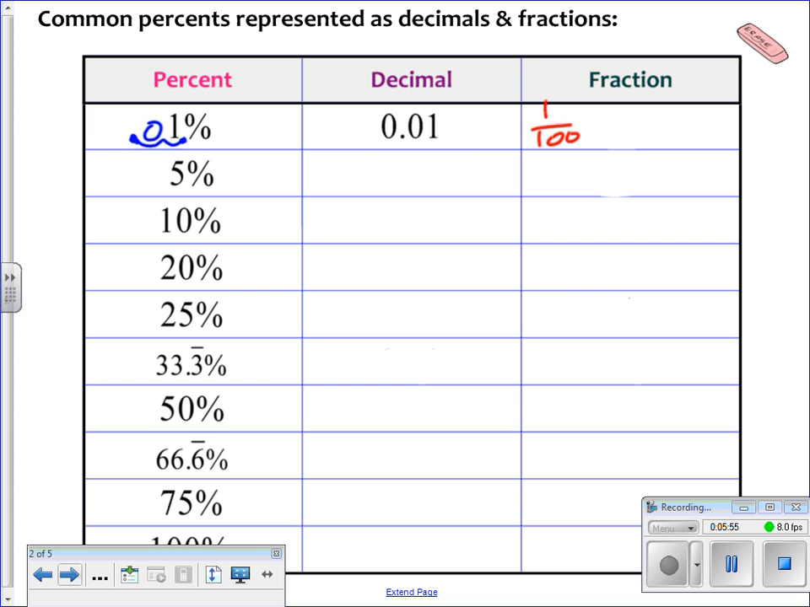33.3% would be what as a fraction? 1/3. These are ones that you should know. If you have ones that you know, like 50%, you should know what that is as a fraction. Okay, 75%, you should know what that is as a fraction. You can go straight to writing those down in the reduced form. If not, put it over 100 and then reduce the fraction.